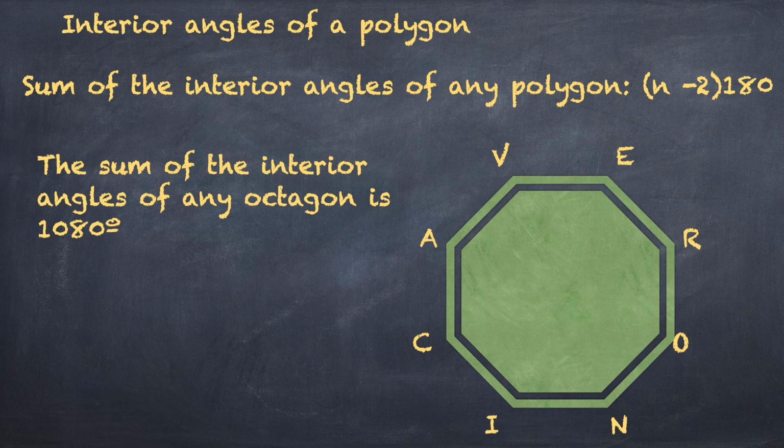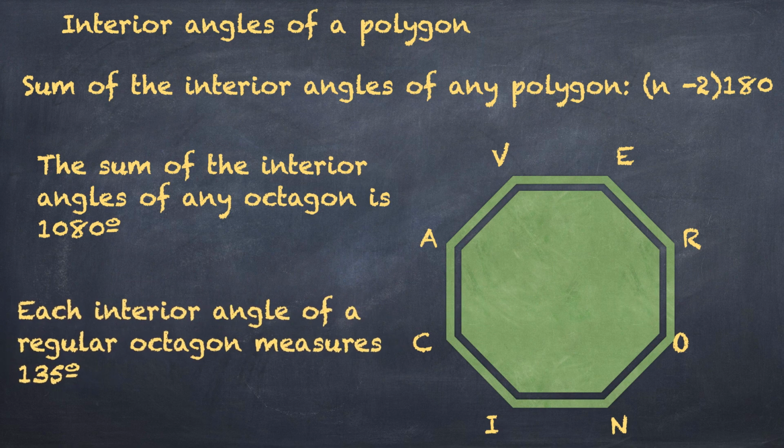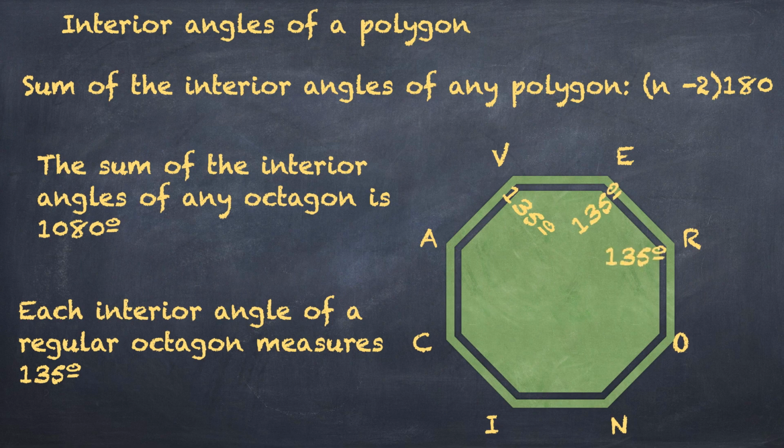Okay, that means that if I added all of these up, I get 1080 degrees. But if this is a regular octagon, which we know that it is, each interior angle would have a measure of 135 degrees. Well, how did I get that? Well, I simply divided 1080 by how many angles there are. There are 8. And so each interior angle would measure 135 degrees because there are 8 of them. 8 times 135 gives me 1080.